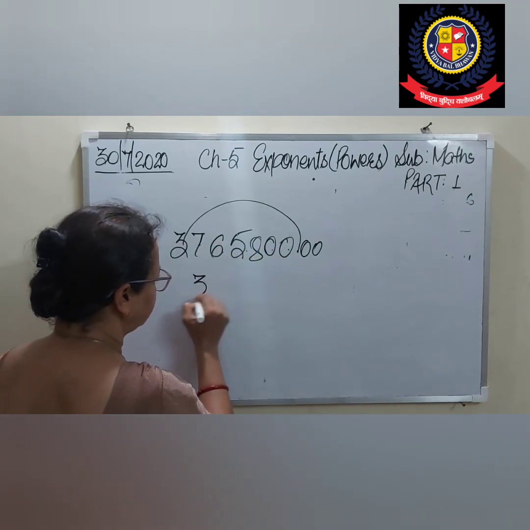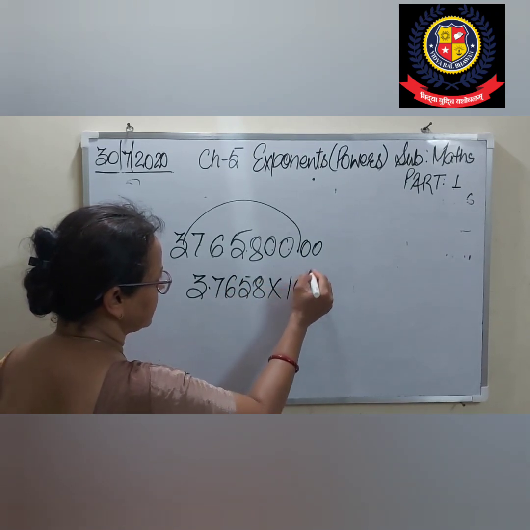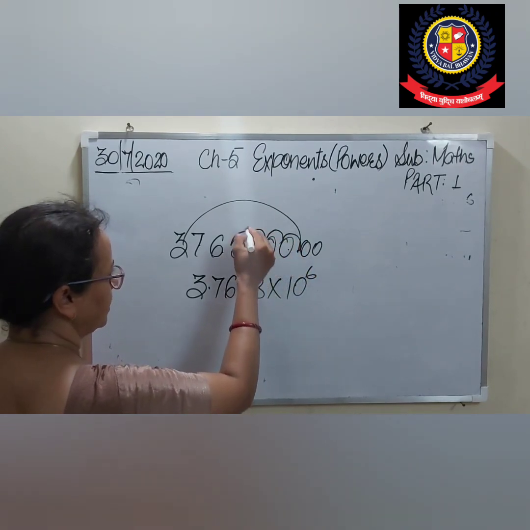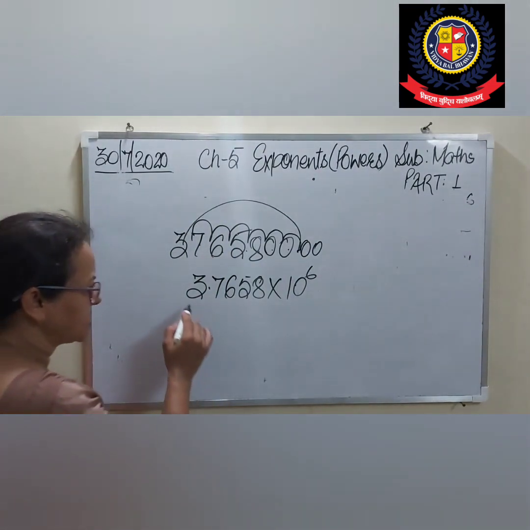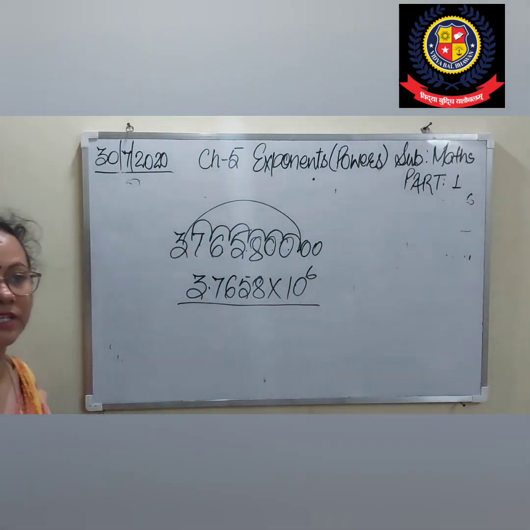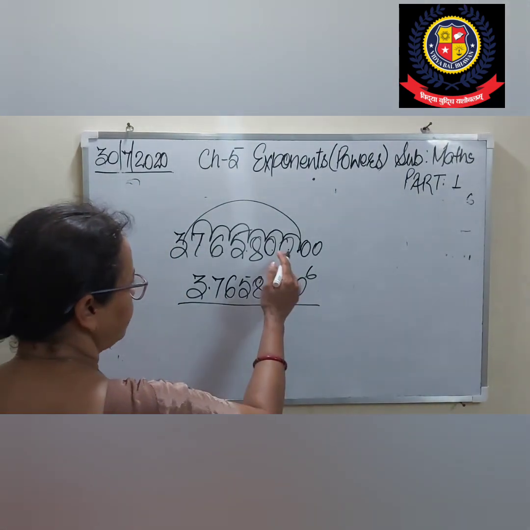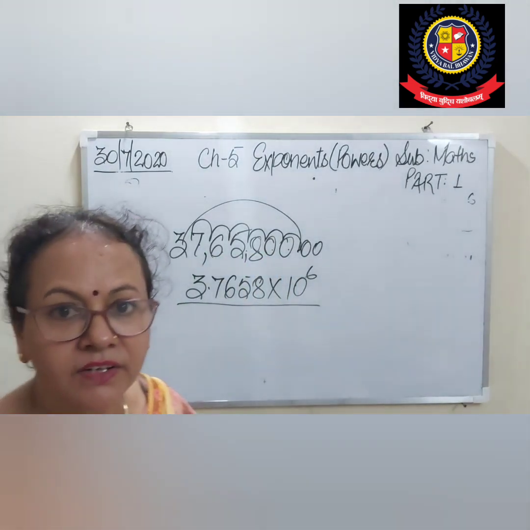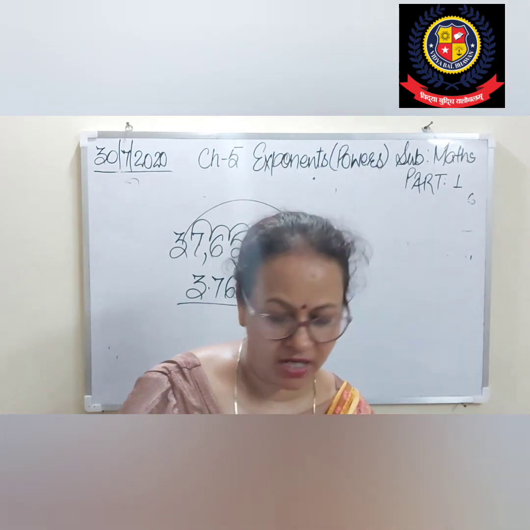Can I write 3.7658 into 10 to the power 6? Because from here, 1, 2, 3, 4, 5 and 6, 6 places we have to move. So this is the smaller number. Okay, 3.7658 into 10 to the power 6. Otherwise, if we are reading it, what will it be? 37,65,800. So we can write any number in scientific notation, that is known as exponents.